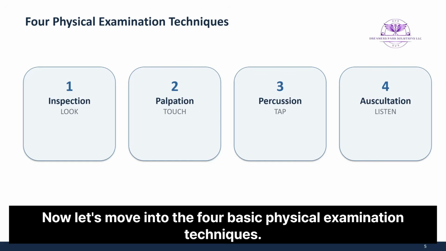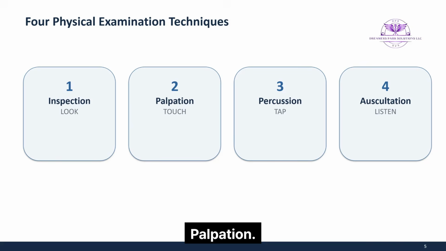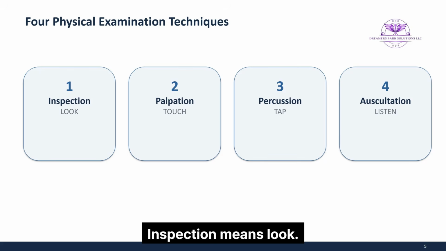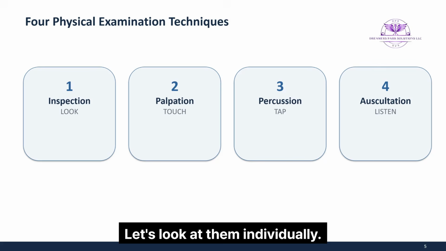Now let's move into the 4 basic physical examination techniques. There are 4 terms you need to know: inspection, palpation, percussion, auscultation. Here's the easiest way to remember them. Inspection means look, palpation means touch, percussion means tap, and auscultation means listen. These 4 terms appear frequently in nursing questions, so you should immediately recognize the action associated with each one. Let's look at them individually.